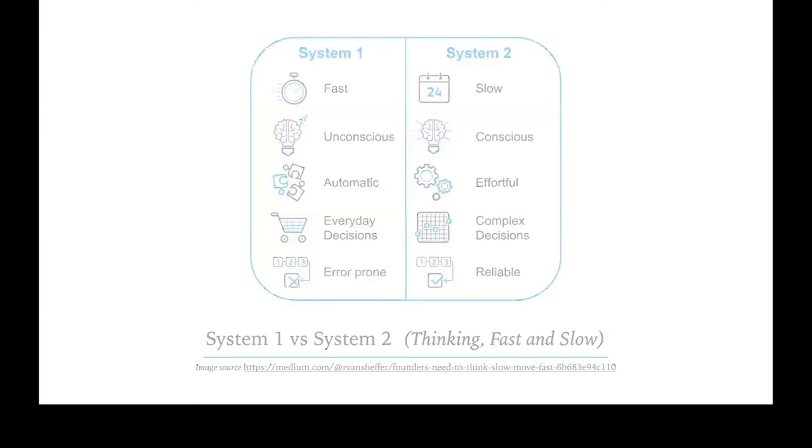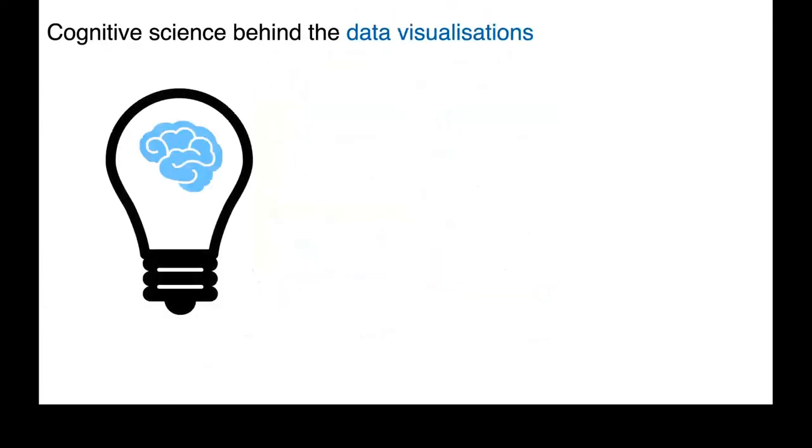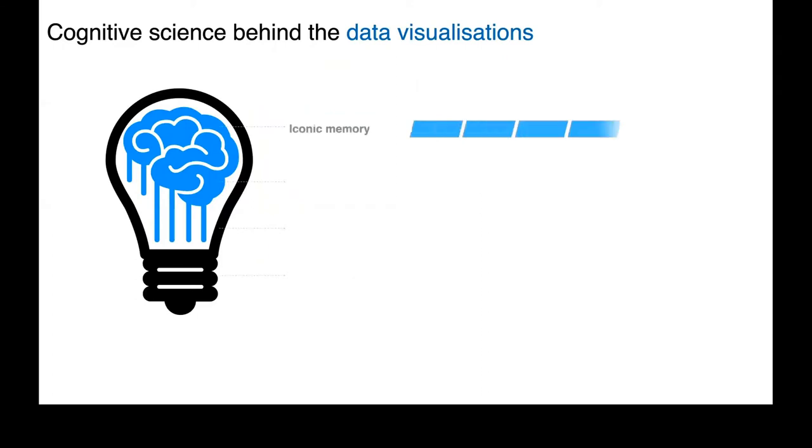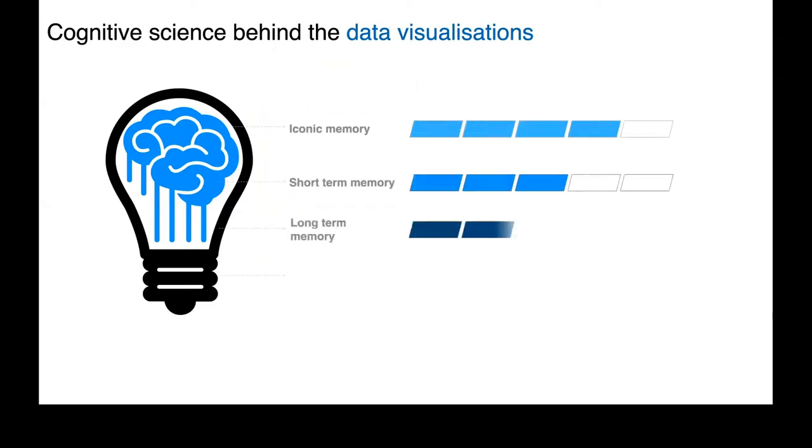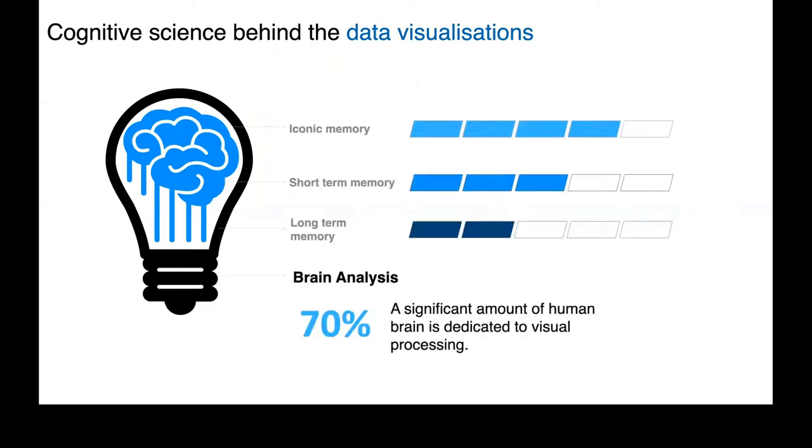And that is because of how our human brains are. We have iconic, short-term, and long-term memory. Basically, our brain is designed so that we can do visual processing. Because of how the brain is, about 70% of the human brain is for visual processing. That's why we can take in visuals well compared to doing all the math equations and everything.